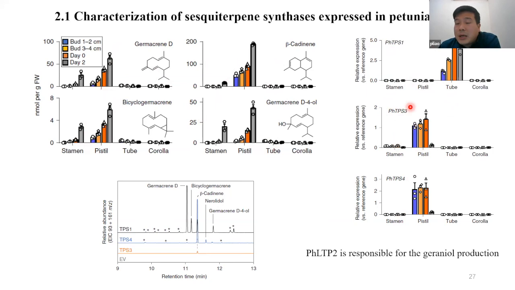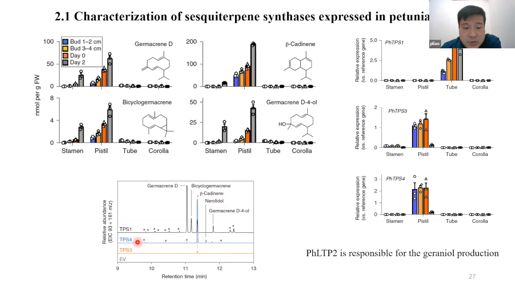For TPS3 and TPS4, both are expressed at a very high level in the pistil. He also did some biochemical characterization of these three TPSs. As you can see here, TPS3 can only biosynthesize beta-caryophyllene. You see only one peak here. TPS2 also looks somewhat specific. It can produce more of the beta-caryophyllene, the blue peak, and also linalool, and maybe several small peaks here, but the levels are very low.